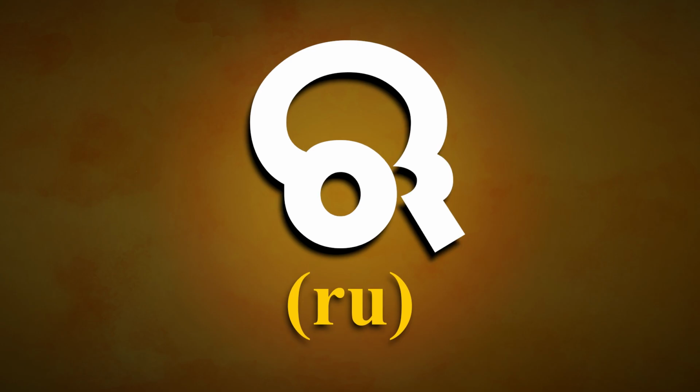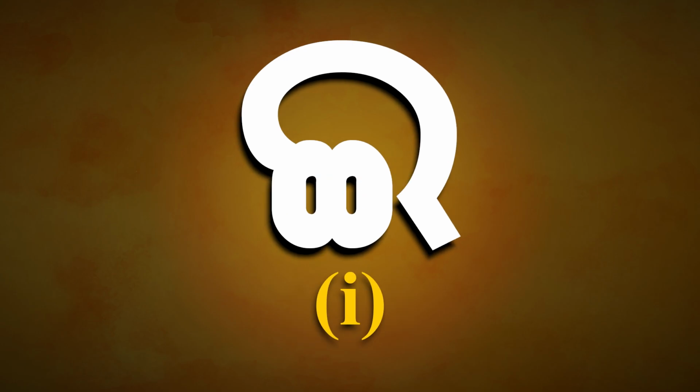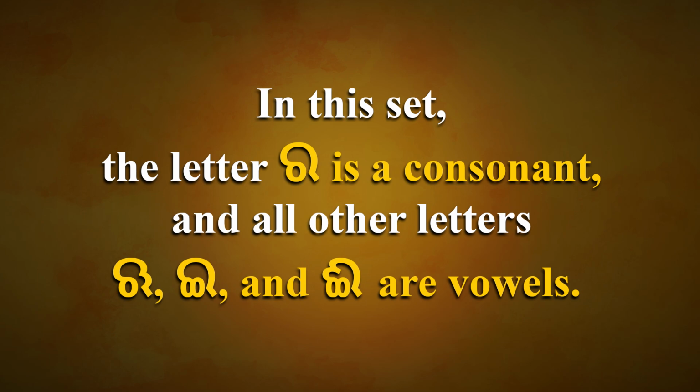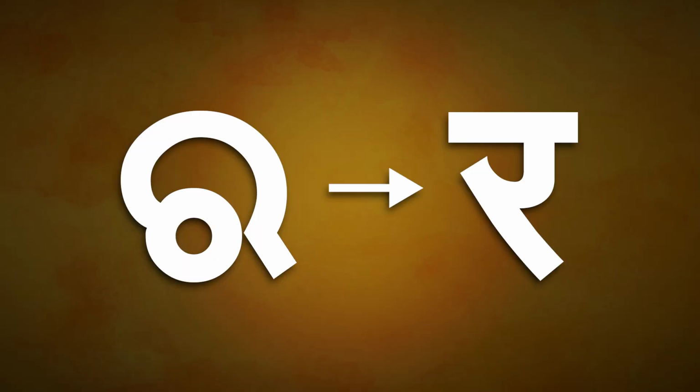Ra, Ru, E and E. In this set, the letter Ra is a consonant and all other letters Ru, E and E are vowels. Let us know how to write the letters. The first letter of this set is Ra. It graphically represents R of the Devanagari alphabet. Now let's see how we can write it.